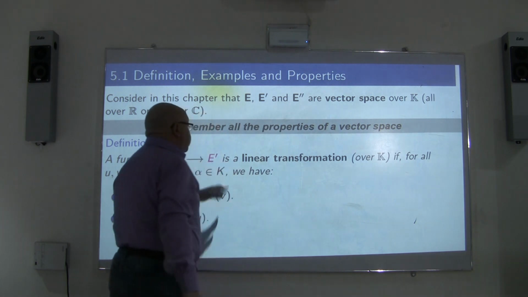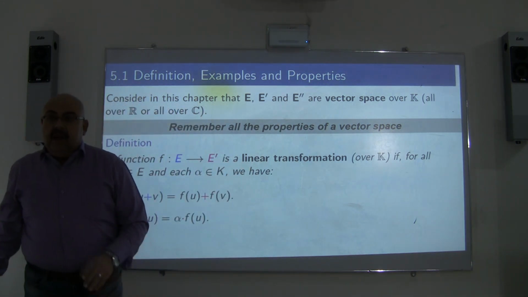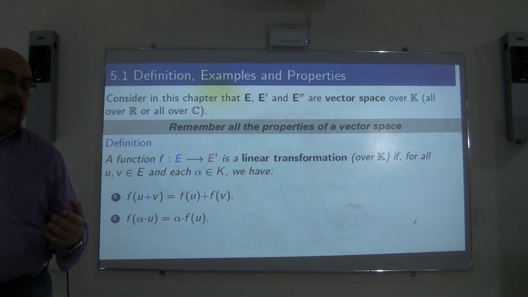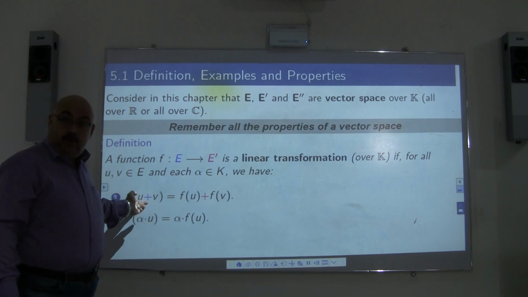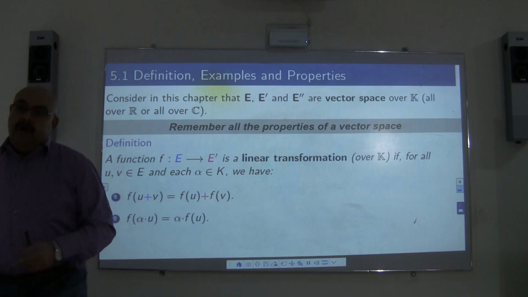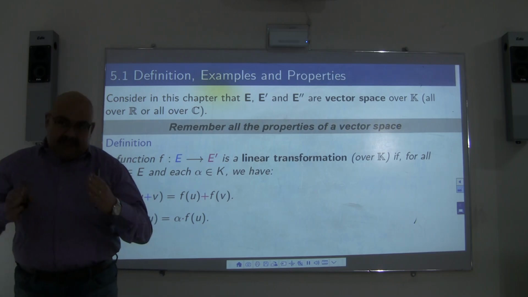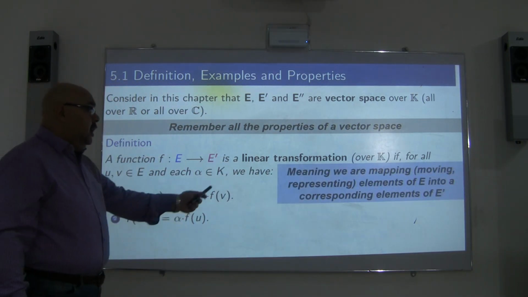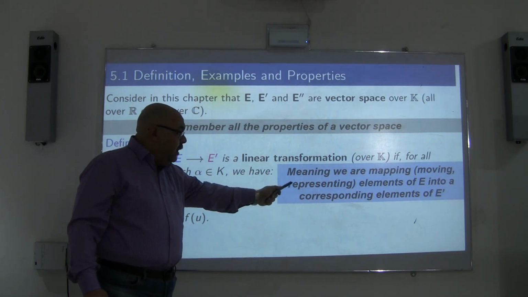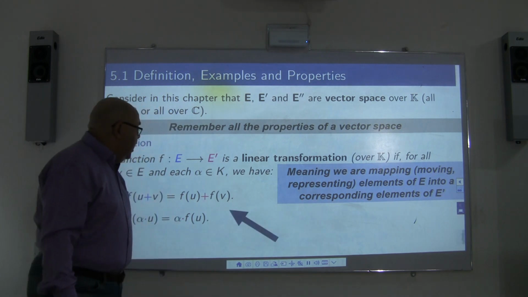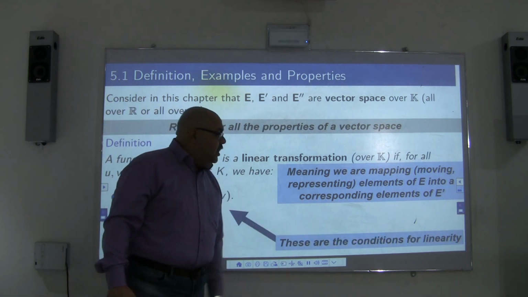So to be a linear transform, remember the word linear, you will have to preserve the two main key operations in vector spaces, which are the addition closure and the multiplication by scalar closure. This is why we take vectors in some vector spaces, and then we talk about the linear transformation. Meaning we are moving, representing elements of E into corresponding elements of E dash, exactly as we saw. And those are the conditions for the linearity.